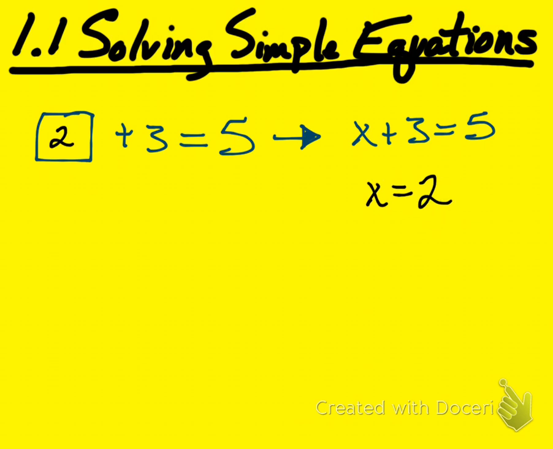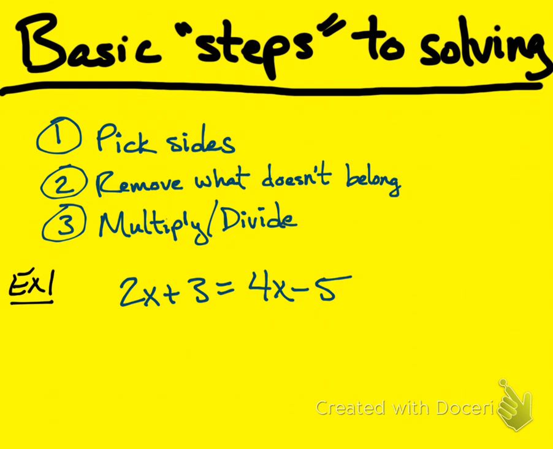Okay? Moving on. Let's talk about some basic steps to solving. So first thing is we're going to pick sides. And what I mean by that is we're going to be looking at a couple different things here. You've got variables. Okay, that's one thing. And you've got numbers. I could say constants here, but I feel like if I just said numbers, you know what I'm talking about. Just plain old numbers.